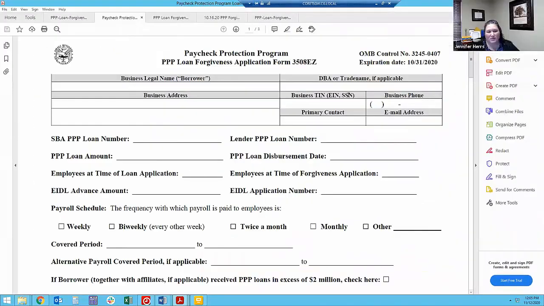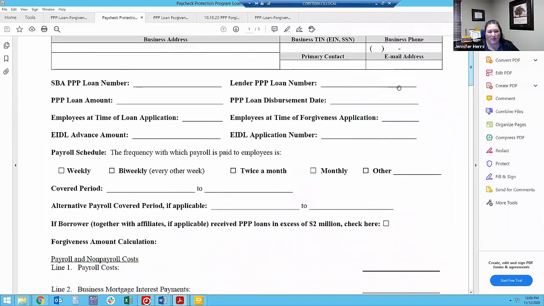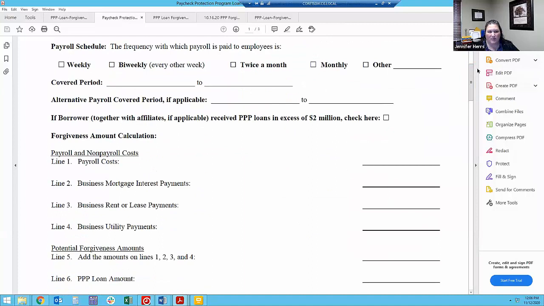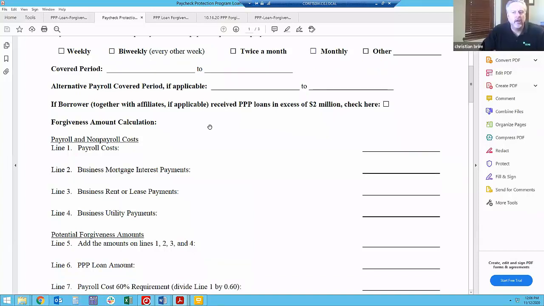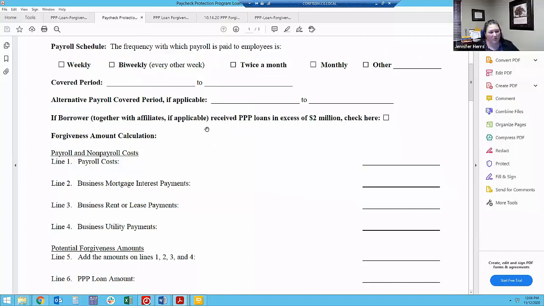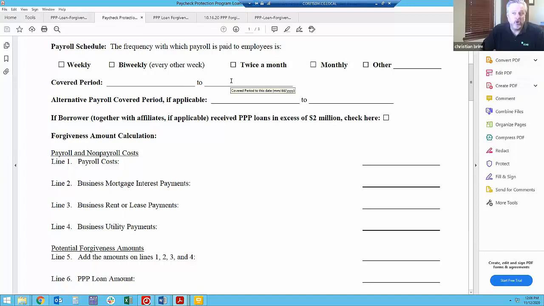You'll see it's just a little bit more information. So it has still the same information up here. They just want to know what your pay schedule is, what your covered period is. Talk about that for a second. Still have the option of the 24-week period, correct? Yes, the 24 weeks, the covered period, is from the date of it being funded and 24 weeks later. But you could use the shorter if you wanted. If you wanted to use 8 weeks, you could.